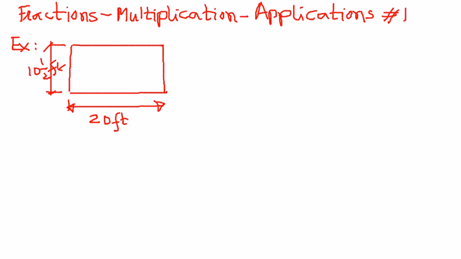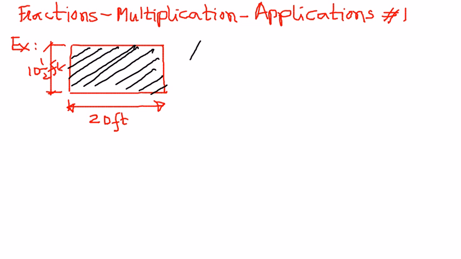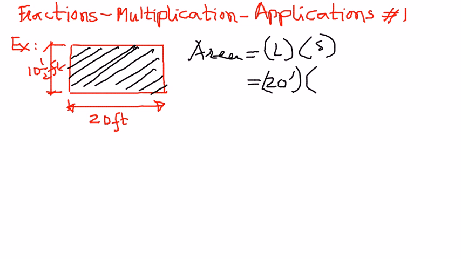And what do we mean by area? Area means the inside space of that room. The inside space can be thought of as the region which is hatched or shaded in this figure here. So if we want to find the area, we're going to multiply the long side times the short side. The long side is 20 feet and the short side is 10.5 feet.